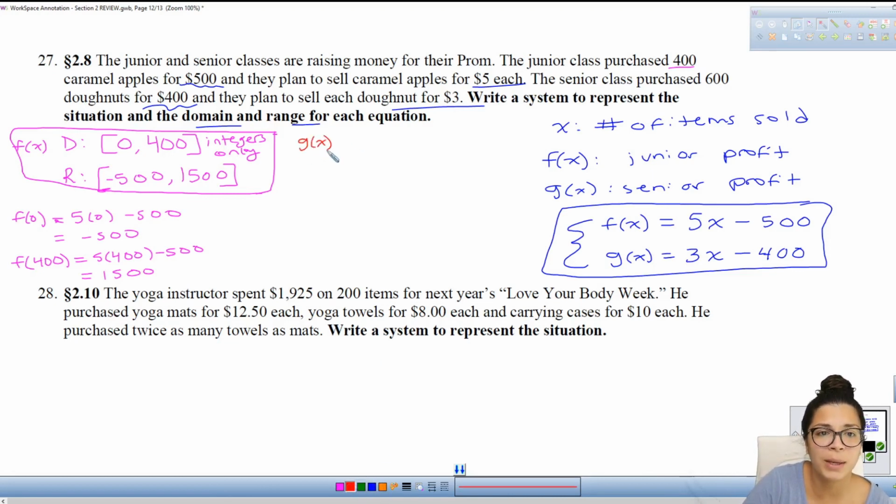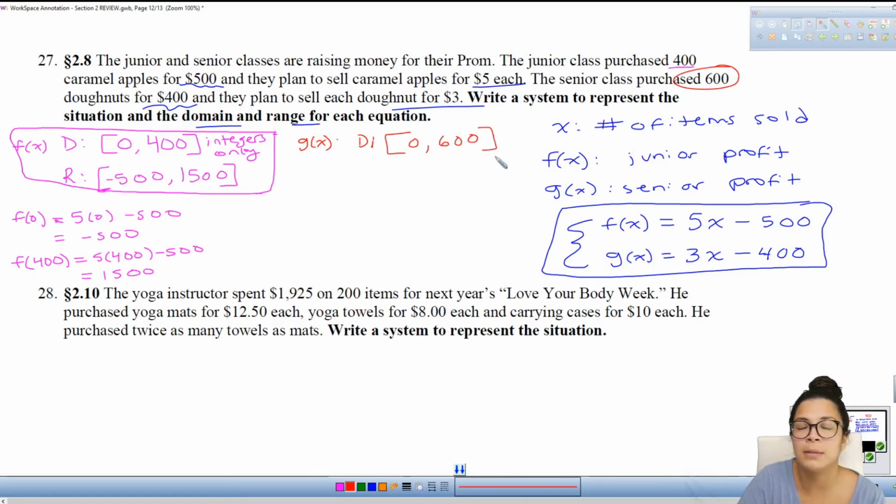Let's go ahead and write the domain and range for g of x. So for the domain, same kind of idea, right? The smallest amount of things that we could sell would be 0. The highest amount of things that we could sell would be up to the 600 donuts that we purchased.